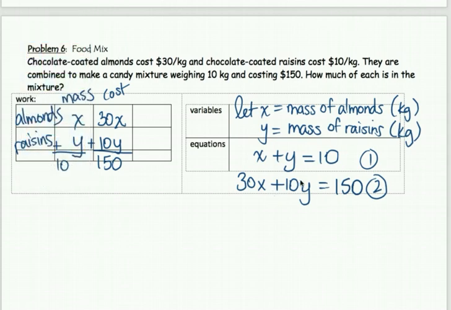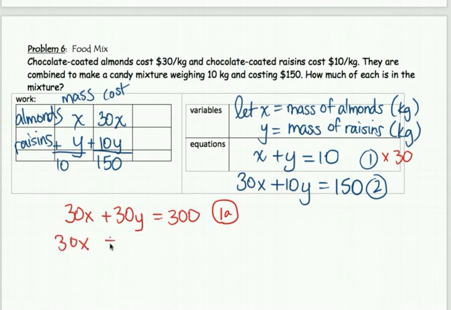I'm looking at this and going, all right, I can get rid of x, or I can get rid of y. I don't know, let's get rid of x this time. It doesn't matter, it'll come out the same. So in this case here, we have 30x plus 30y. So again, I'm multiplying 30 here, and 30 here. So then I get 300, and that's my new equation 1. We'll call it equation 1a, and here, this is equation 2.